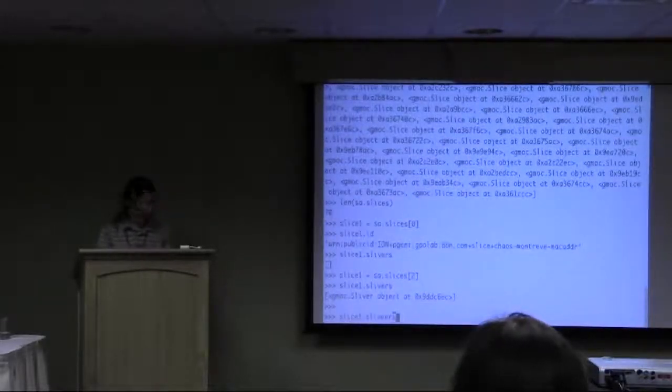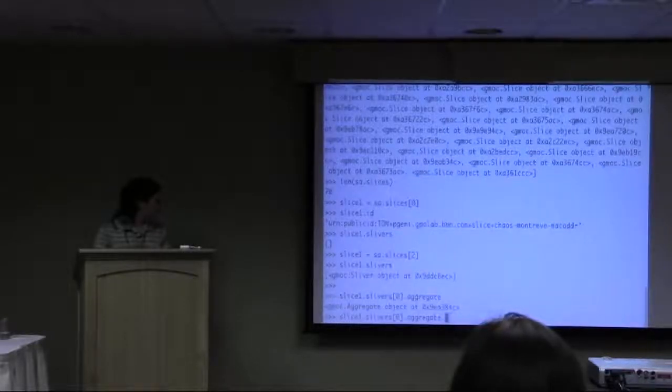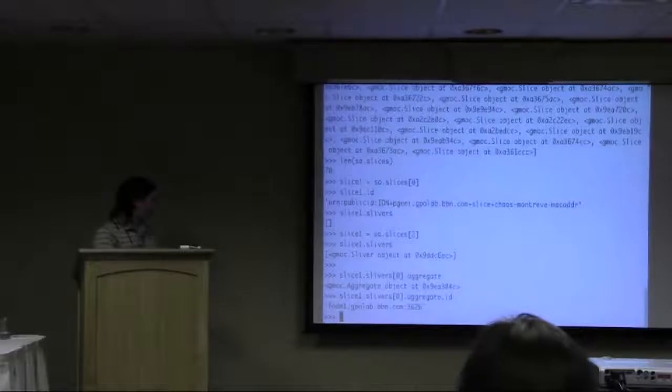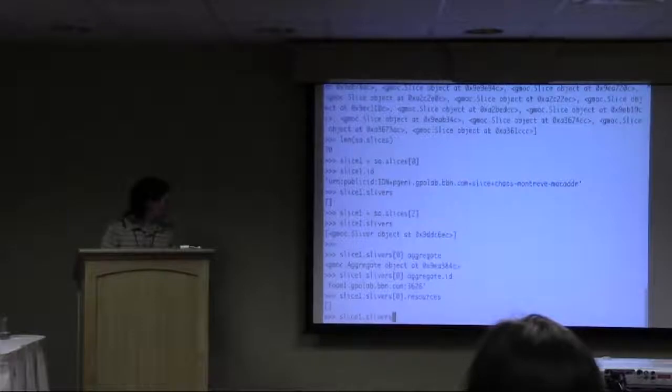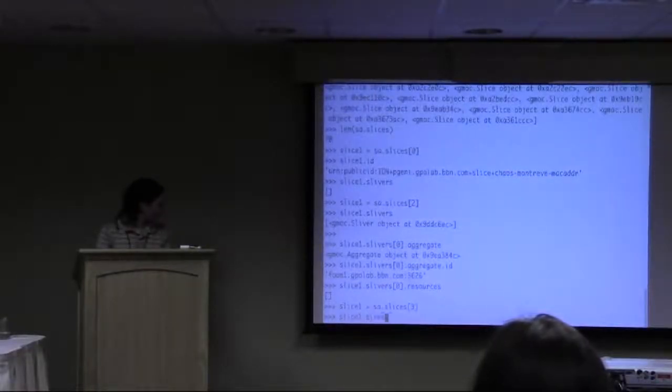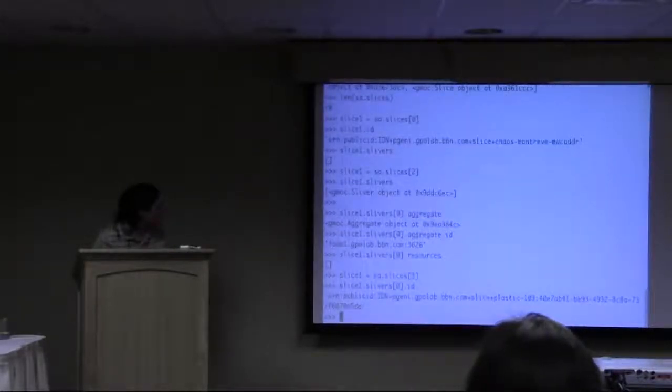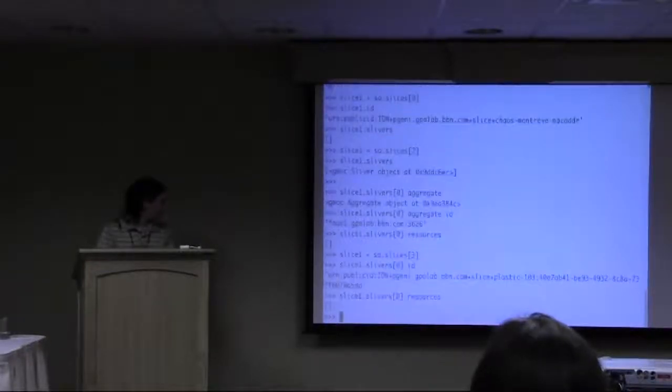Okay, so here's one that has a sliver, so we can look at that sliver and say that sliver is at an aggregate. Whatever slice this is, it has a sliver at the aggregate foam1.gpolab, which is our test foam, so it's probably a testing sliver of some sort, which is great. And we can look at that sliver's resources. Okay, well, this is a live demo. I don't know. So this is a sliver in plastic slices. I don't know what's up with that. That's interesting. I would have expected some of those to actually give me some resources.